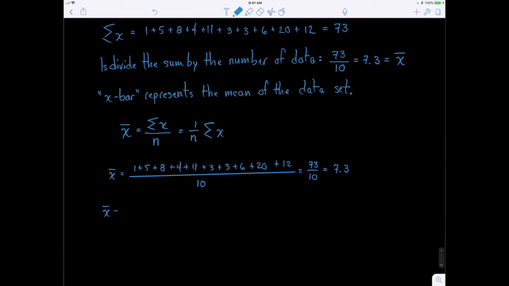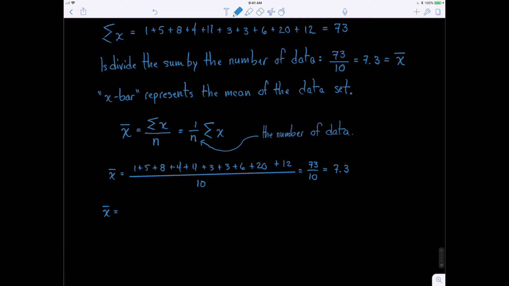It would look like X bar equals, so my n is, oh, and I forgot to tell you that n, the letter n, is used to represent the number of data. The number of data.